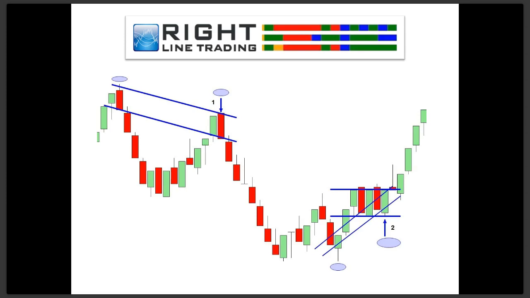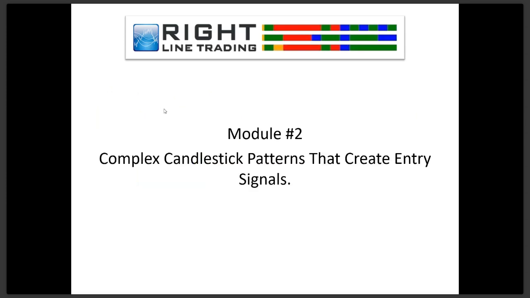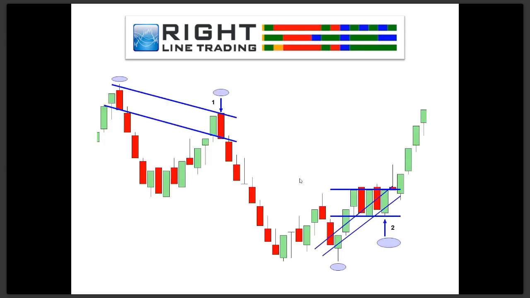And we're only going to take those trend continuation signals on the Japanese candlestick formations that tell us whether we have enough bearish conviction in a short trade or enough bullish conviction in a long trade. So the next session is going to be complex candlestick patterns that create entry signals like these. And we're going to be able to read these real easy.